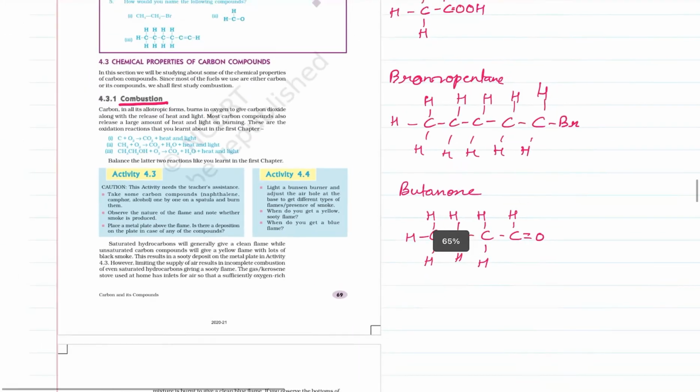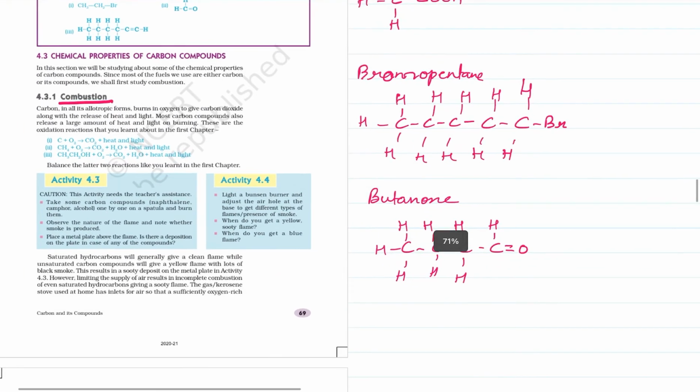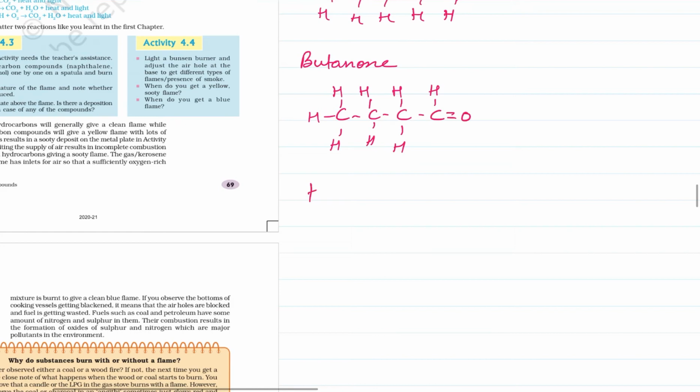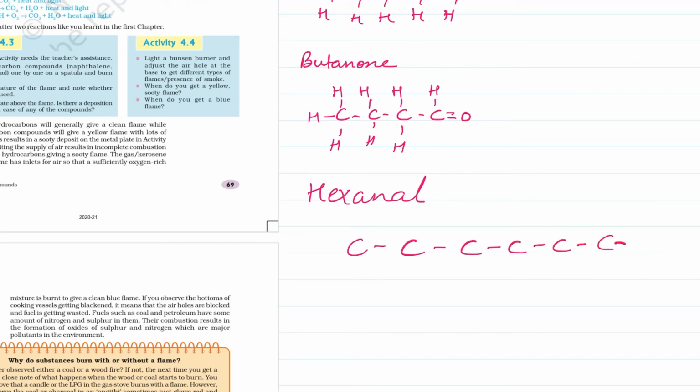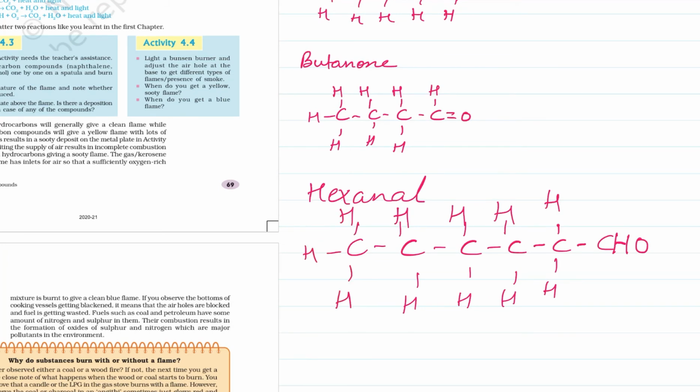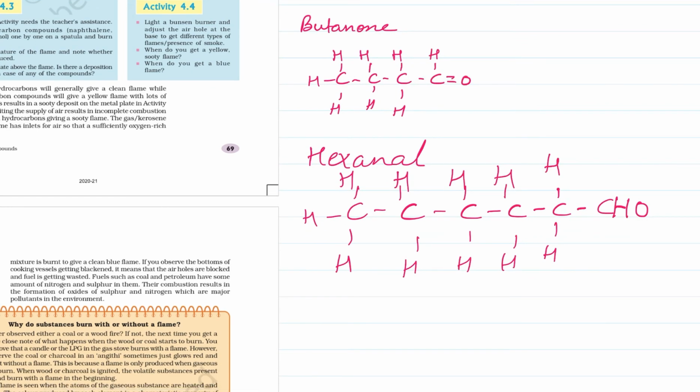Then you have hexanal. So 1, 2, 3, 4, 5, 6, and you have the CHO group. So this is hexanal.